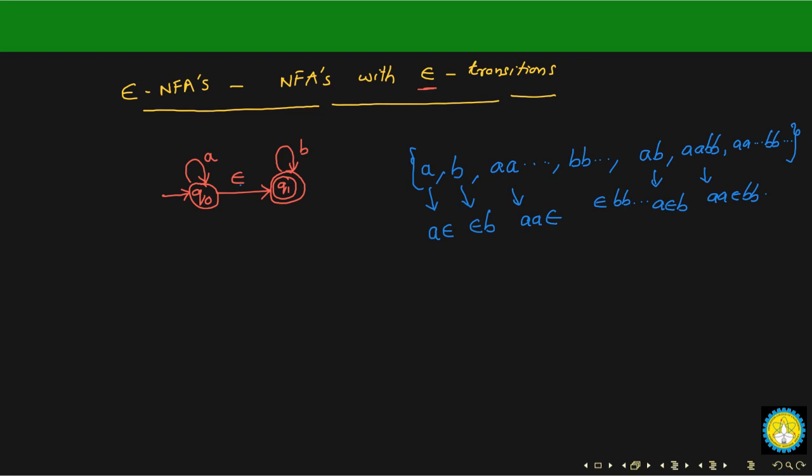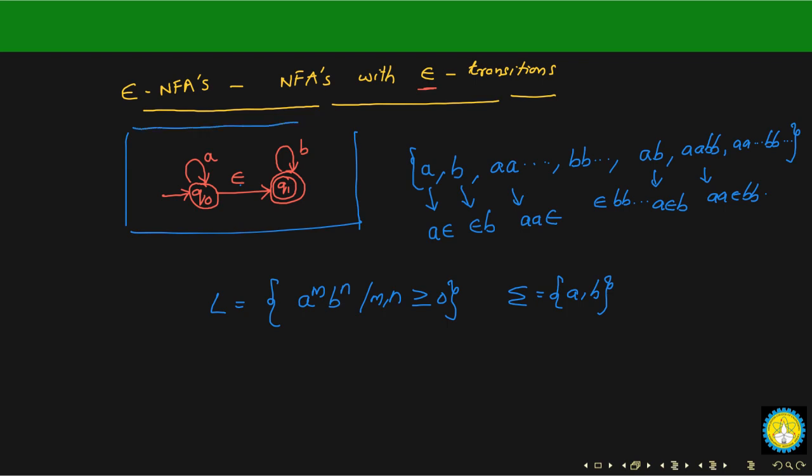So we can actually generalize the language which is getting accepted by this epsilon NFA as L. The language is given by A raised to M, B raised to N, such that M, N is greater than or equal to 0, right? So remember both M and N can be greater than or equal to 0. When one of them becomes 0, it is going to be a string with either A or B alone, right? Now again, remember that sigma is nothing but A comma B. So this is the language represented by this epsilon NFA. Look at how elegantly this particular language can be expressed in terms of an epsilon NFA.